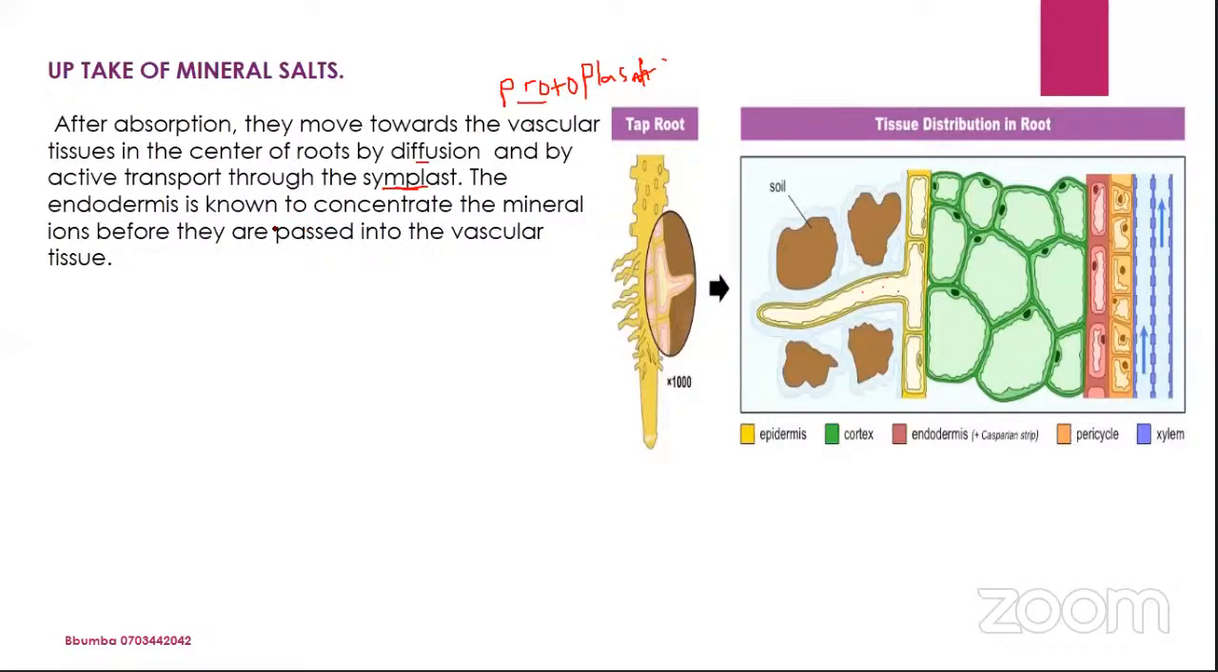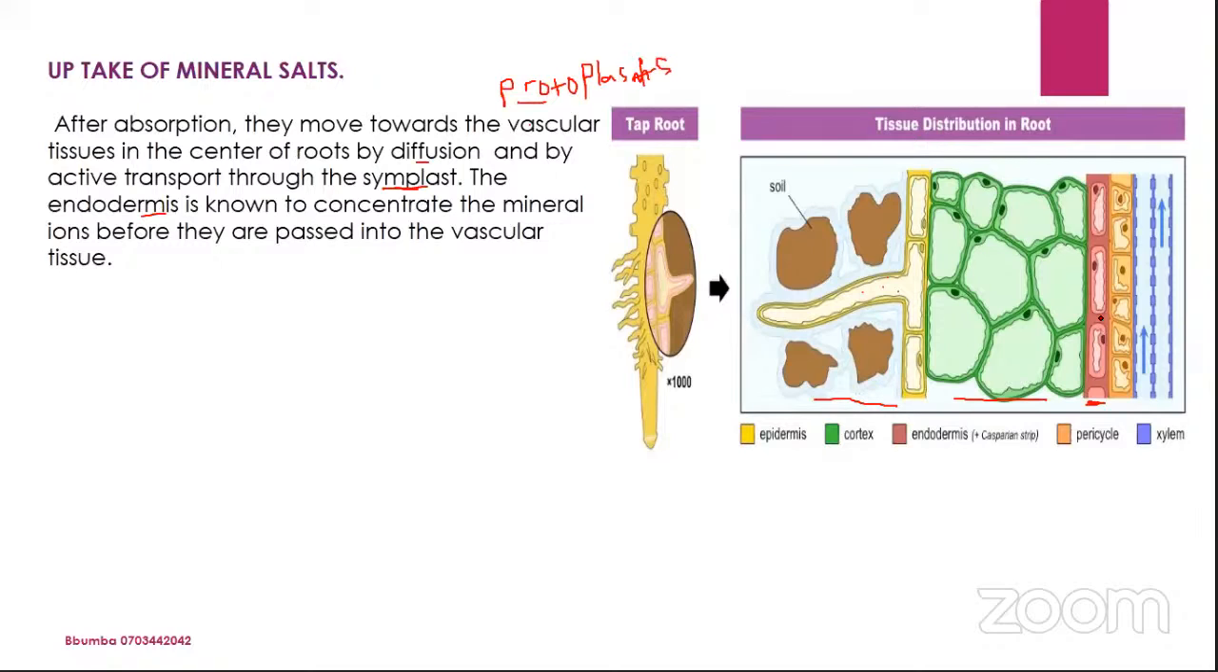Okay, protoplasts. So the endodermis is known to concentrate the mineral ions before they are passed into the vascular tissue. What special thing is known about the endodermis? Remember, this was the route from the epidermal side to the cortical cell side to the endodermis here. Now, this endodermis has what we call a Casparian strip within. The Casparian strip is suberized, that is, it has a lot of suberin in it, so it is impermeable. Its cell walls are impermeable to water.